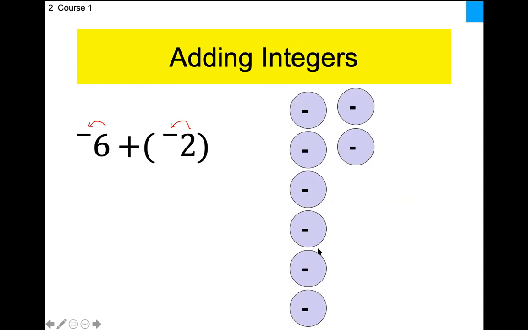And now notice I have nothing but negative coins. I don't have any 1 minus 1 to turn into 0. They're just all negative. So we simply count how many coins here. It's 1, 2, 3, 4, 5, 6, 7, 8. There are 8 negative coins. Therefore, the answer is -8.